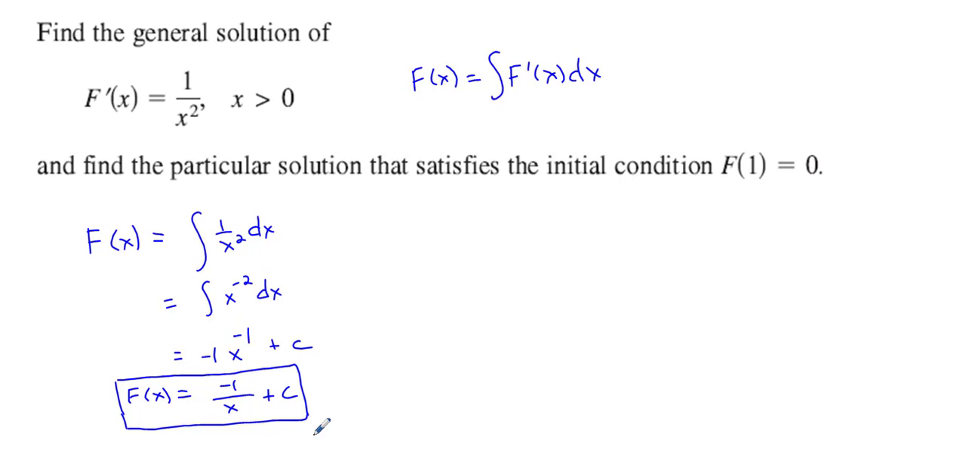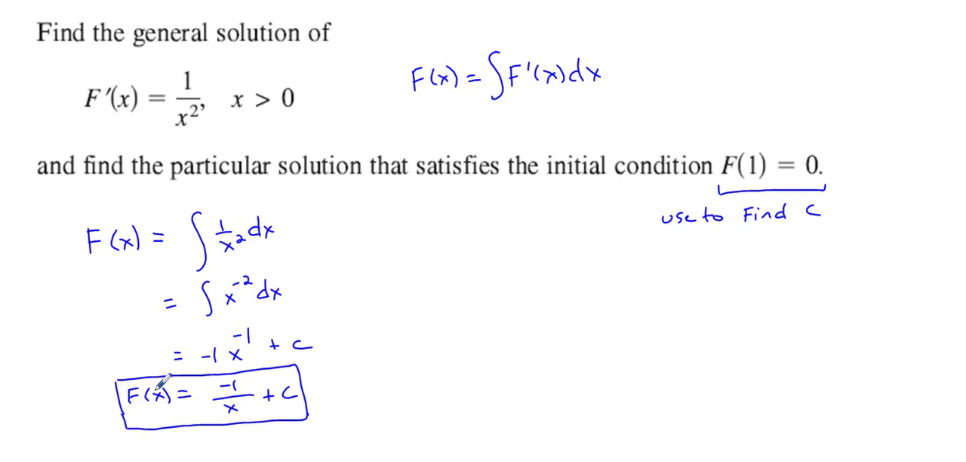Okay, we found the general solution. Now we need to find the particular solution. The particular solution is that one function that has this condition. This helps us find the c value. So when they give us this initial condition, we use this to find c. We use this to find c. That gives us a particular solution.